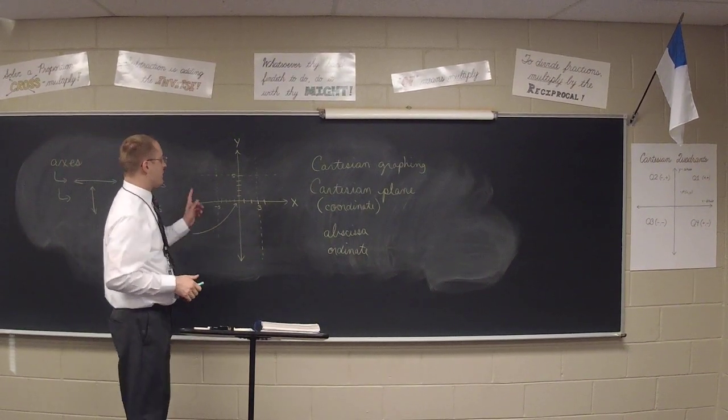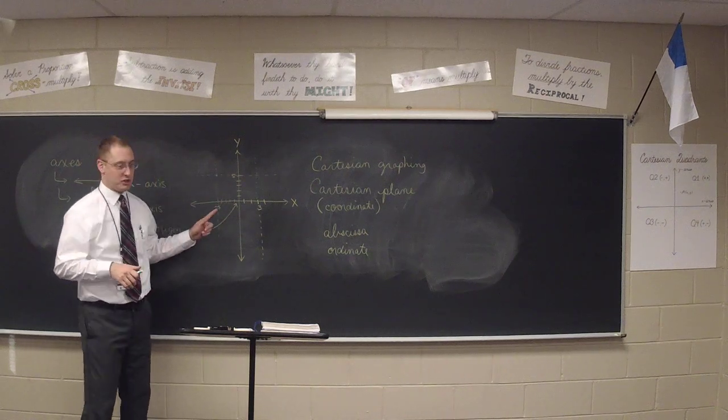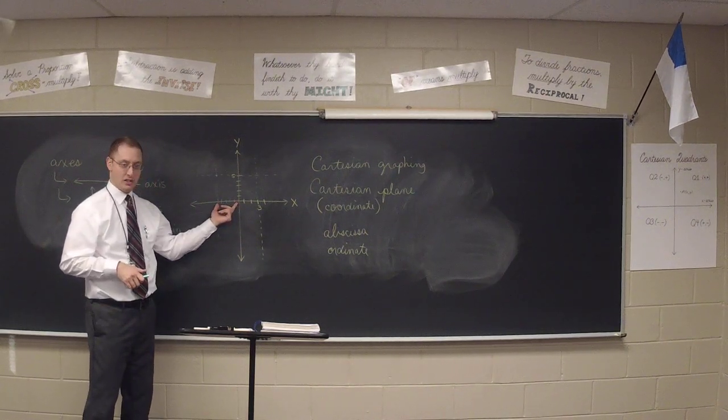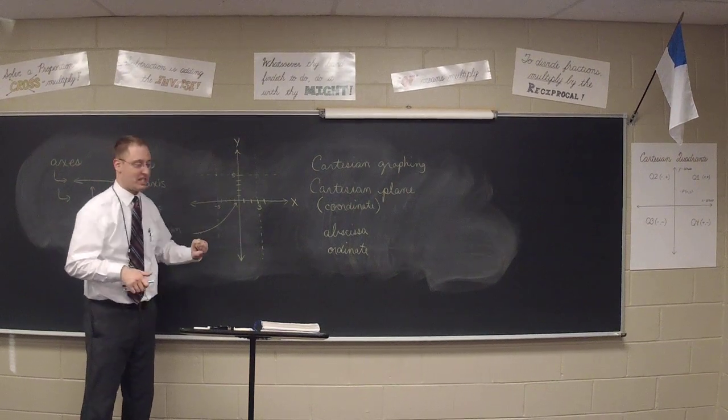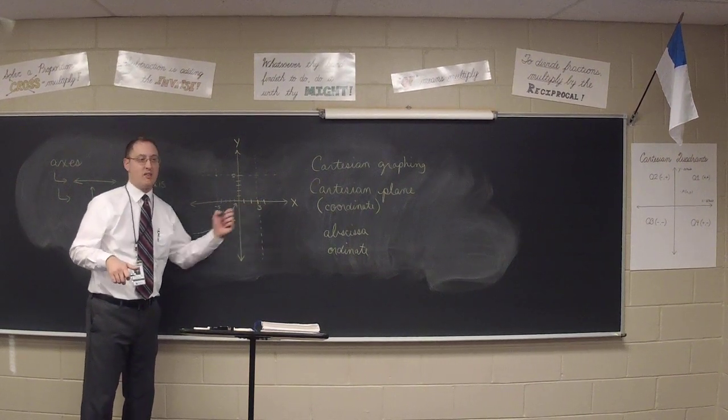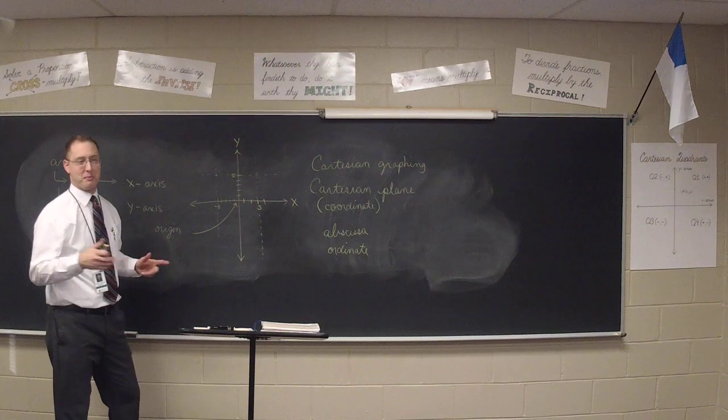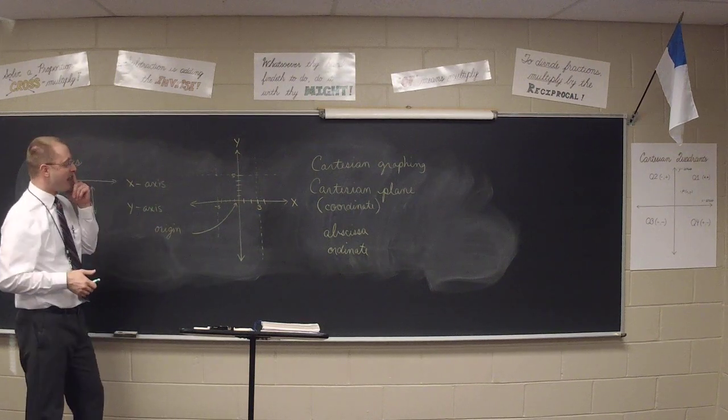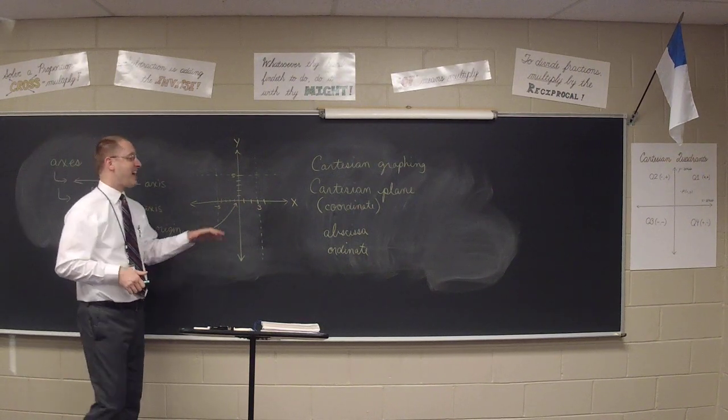Okay, now, how many of you noticed that when I put up these little tick marks, the tick marks right here are different sizes than the tick marks here, which are different sizes than the tick marks here? That's why you use graph paper, okay? Because graph paper is going to keep you from screwing that up, okay? But anyway, the abscissa and the ordinate.